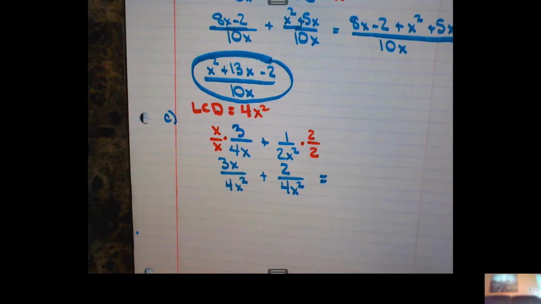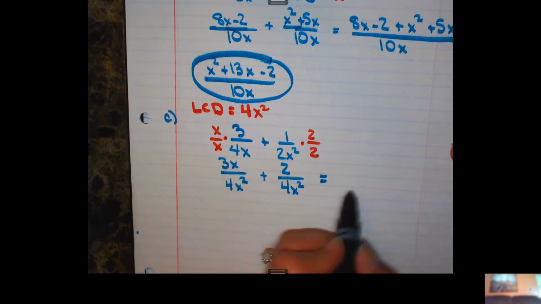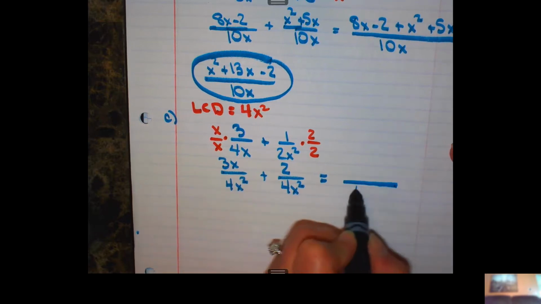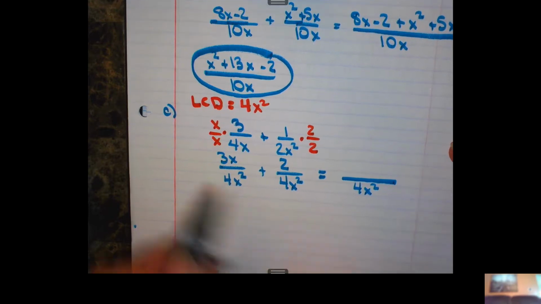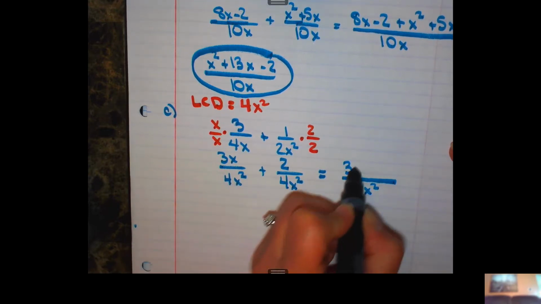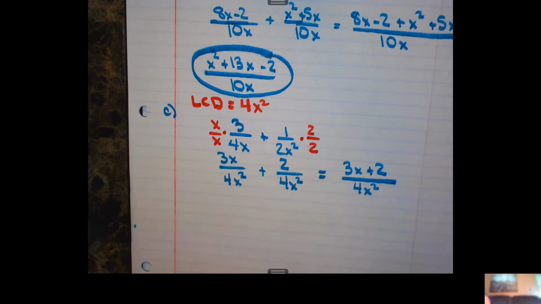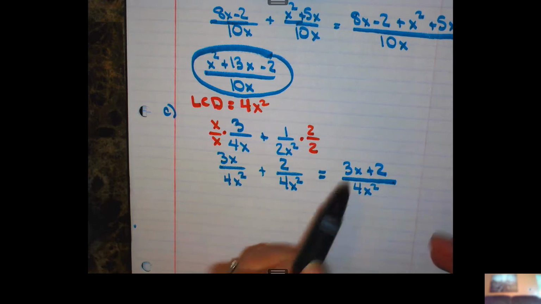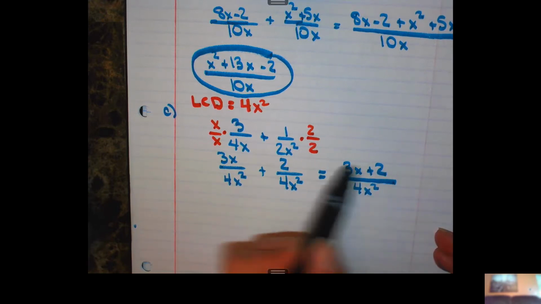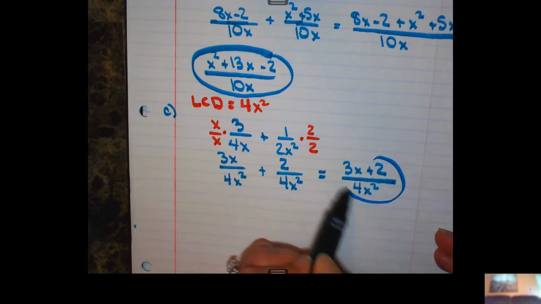Next step, we're going to make this one fraction by adding. So on the bottom, I keep my 4x squared. On the top, I just add what I see, so 3x plus 2. And now I look to see if I can factor. I can't factor the top, there's no power of 2 up here, and there's nothing in common, so this is our final answer.